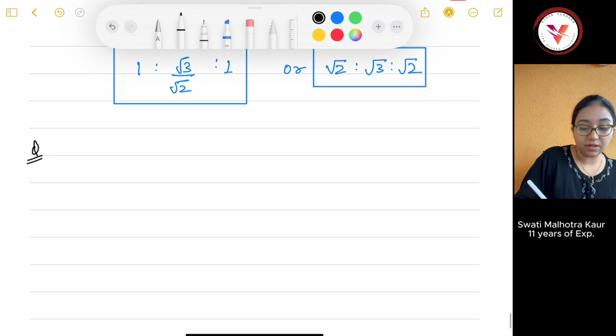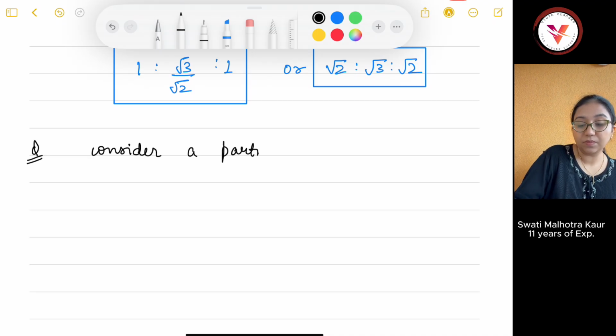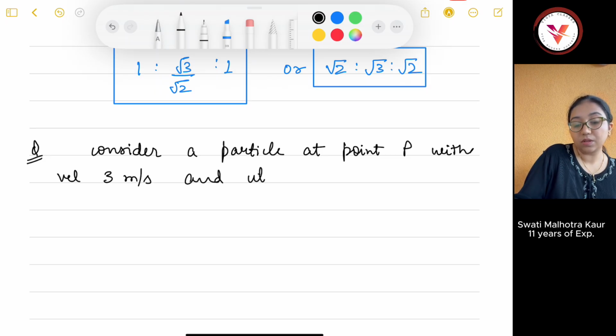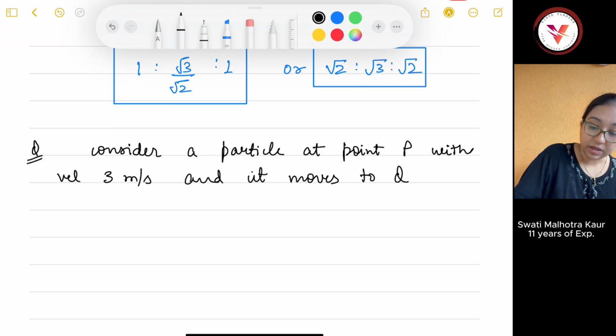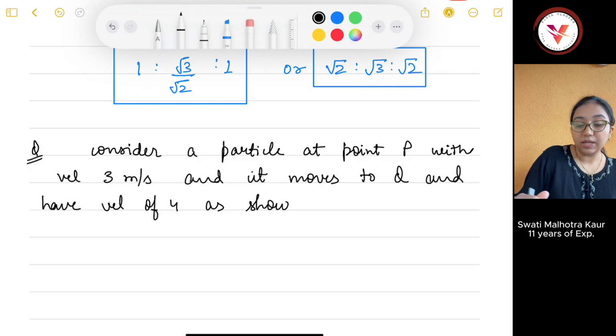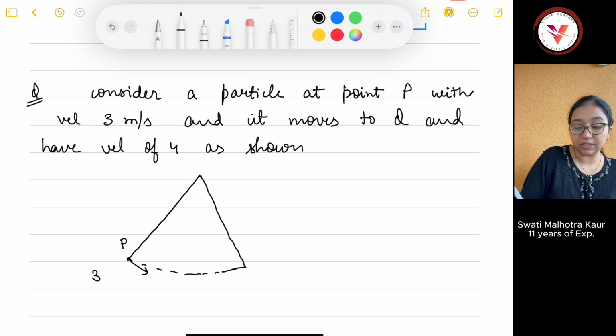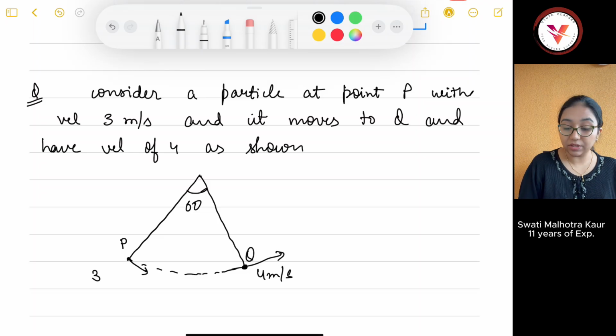Let's take another question. It's interesting. Let's consider a particle at point P with velocity 3 meter per second, and it moves to Q and has velocity of 4 as shown. Let's say the particle was at this point P. Here it is moving with velocity 3 and it moves in a curve like this with an angle of 60 degree. And then it comes to this point Q, and here it is moving with velocity of 4 meter per second, which is tangential to the curve, and we will learn that in mechanics.